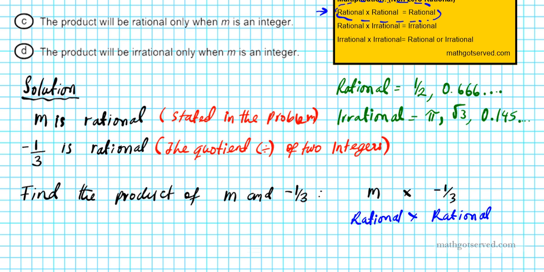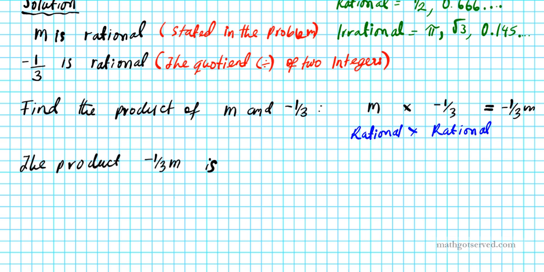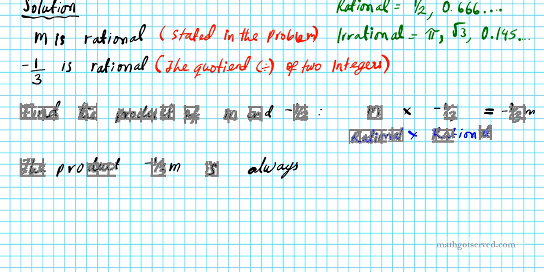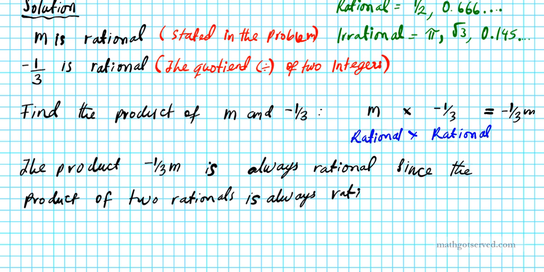So let's write down our concluding statement. If you multiply these two numbers, you end up with negative 1/3 m. So the product negative 1/3 m is always rational. What's the reason? Since the product of two rationals, basically rational times rational, is always rational. So there goes our final statement: the product of two rationals is always rational, or rational times rational is rational.